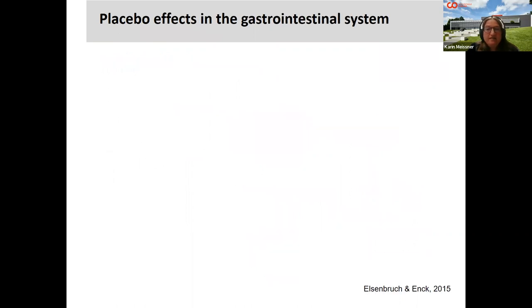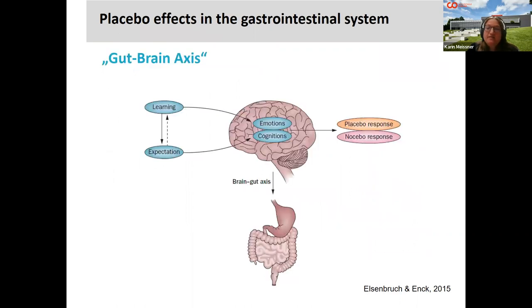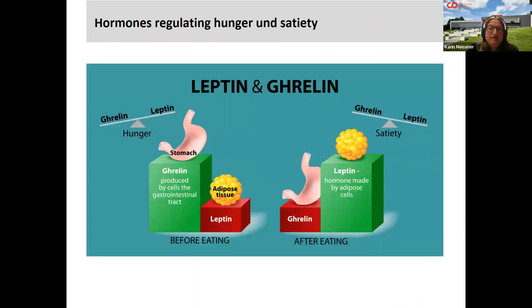With regard to appetite and satiety, it's known today that we have 2 main hormones which regulate appetite and satiety, and these are leptin and ghrelin. And maybe you have heard about these 2 hormones before. They are really very established now, and we know that if we are hungry, then our ghrelin concentration in the blood, for example, goes up. And so we have a higher ghrelin concentration when we are hungry, and when we are in a state of satiety, then our leptin concentrations in the blood are going up.